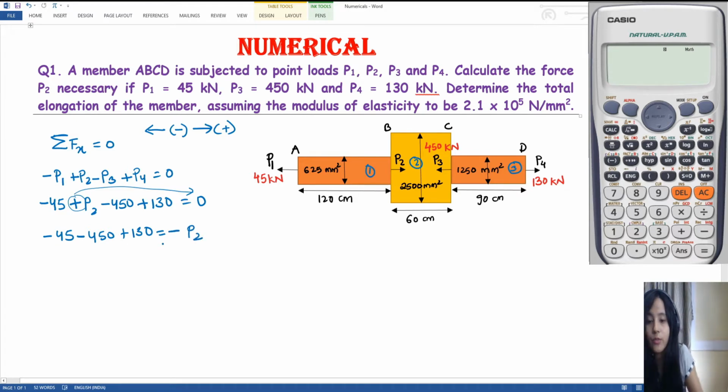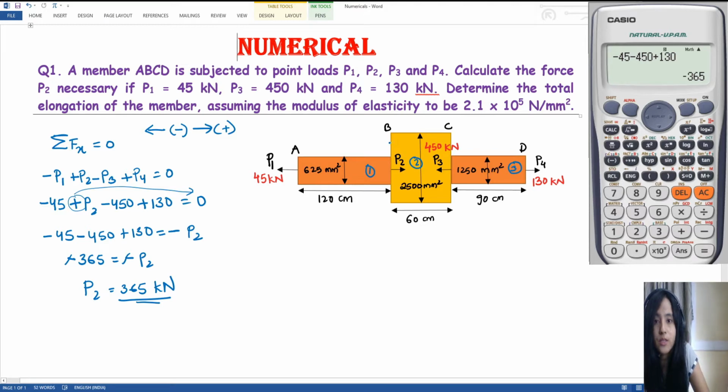Now let us find how much this value will be. I have minus 45 minus 450 plus 130. So I'm getting minus 365 equals to minus P2. This minus will get cancelled. Hence P2 is equal to 365 kilonewton. So my P2 here is 365 kilonewton, right? Now we found the value of P2.